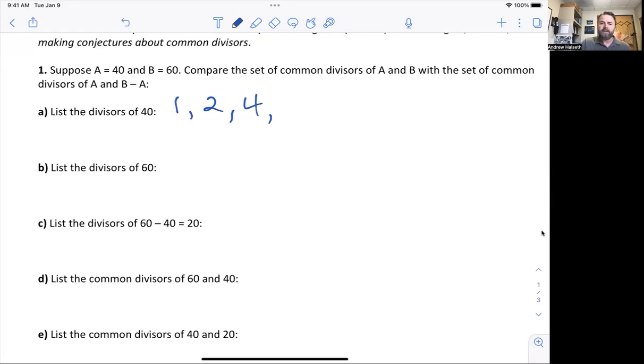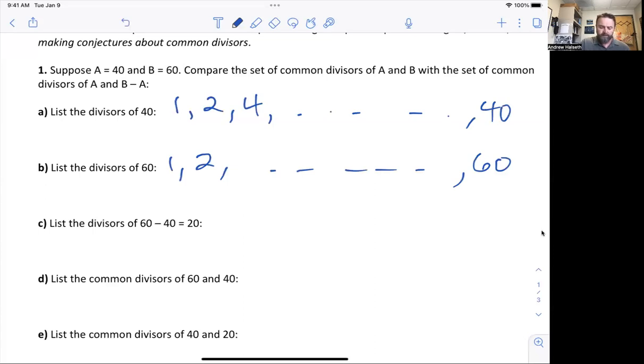Okay. Same for the next one, divisors of 60. Just make your list. You want to get all of them. By the time you get to the last one, it should be 40. By the time you get to the last one, it should be 60, because 60 goes into itself, 40 goes into itself. You're filling in the blanks. Figure out all of the numbers that divide evenly into 40 and 60.